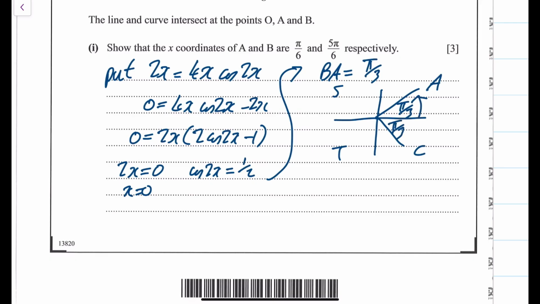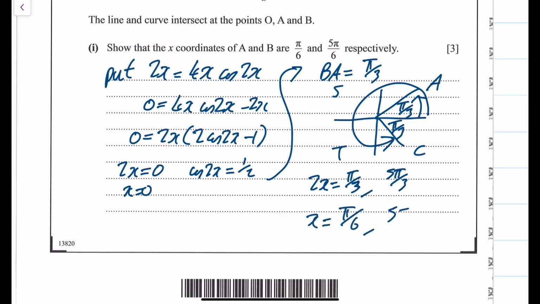So my first angle, 2x, is going to be pi over 3. And my second angle is going to be 2 pi minus pi over 3. That's going to be 5 pi over 3. Divide across by your 2, you're going to get pi over 6, and you're going to get 5 pi over 6. So there's another 3 marks. Not the easiest 3 marks in the paper, but 3 marks anyway.